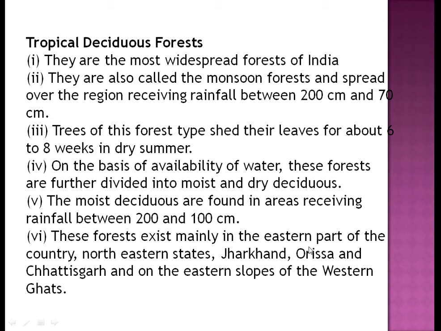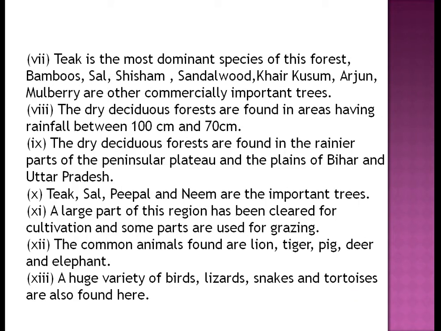And their areas in India, they are abundant in nature. The forest covers the different types of trees. In that, teak is the dominant one. Sandalwood, Kher, Kusum, Arjun, Mulberry are the other commercially important trees. In the dry and wet forests, it is stated here, there are varieties of birds and animals.